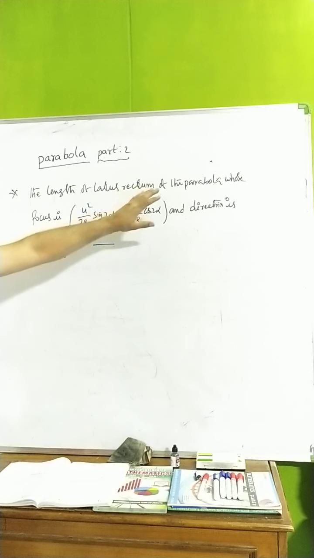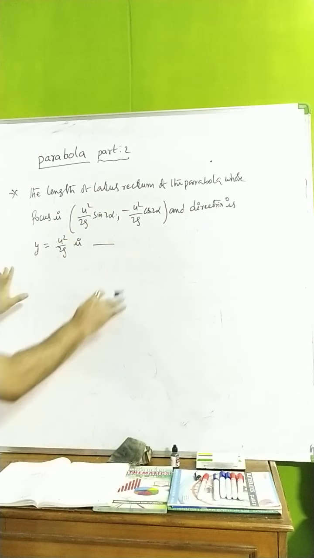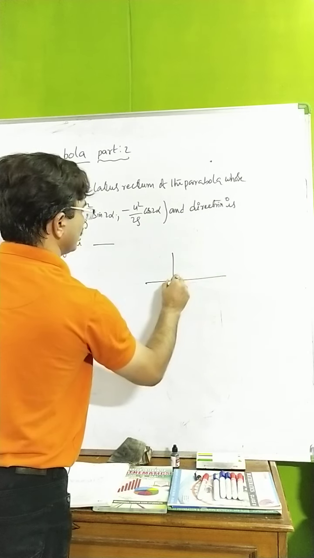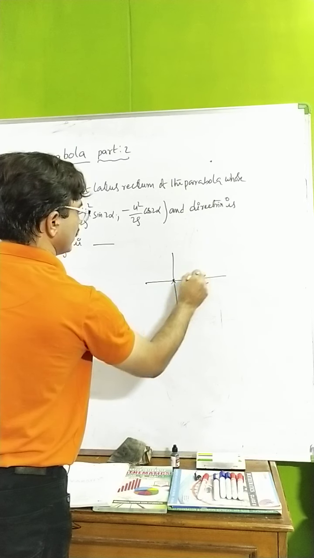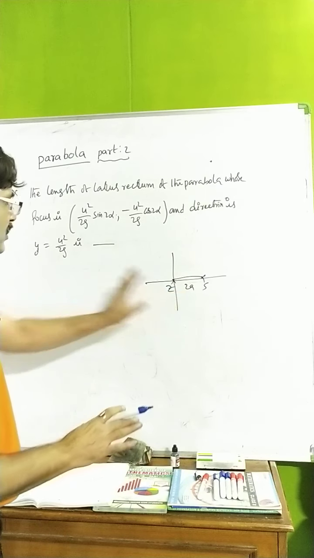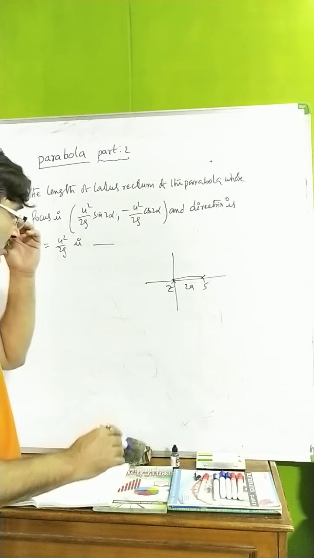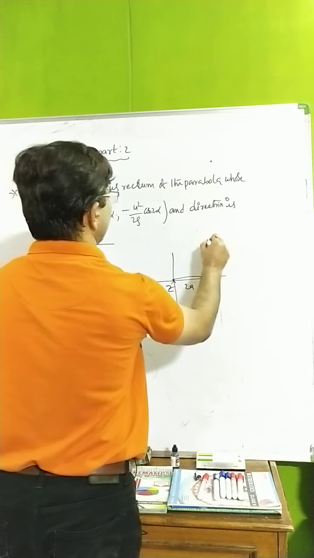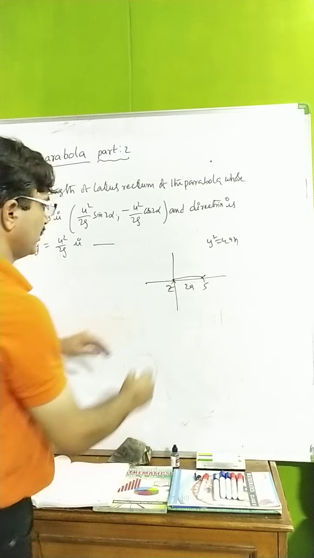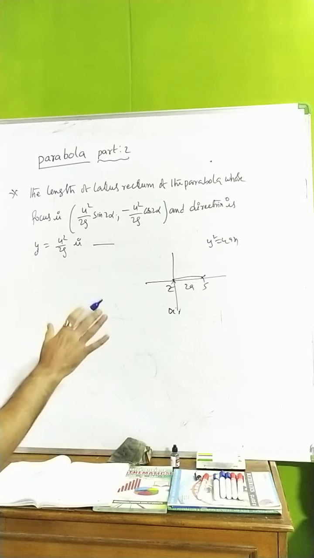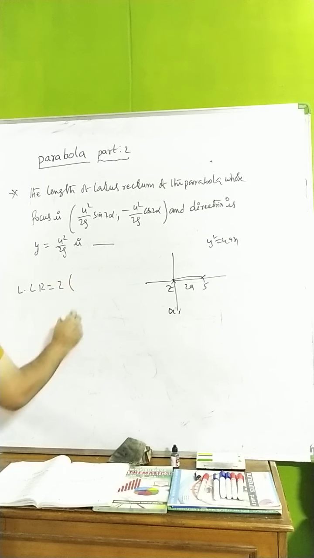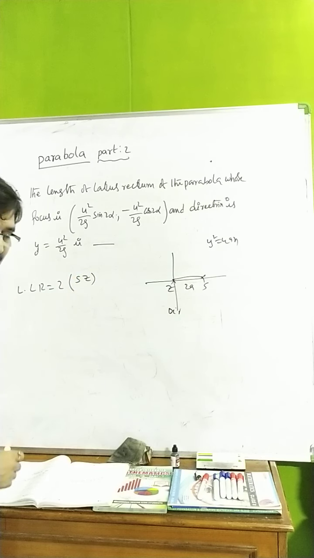What is that? The length of the latus rectum of the parabola whose focus is this one and directrix is this. You see, generally focus is there, directrix is there. This distance is what? 2a. When you take y square equal to 4ax, you will get it like this. So the distance is 2a from S to directrix. So what I suggest to you is that directly the length of latus rectum is equal to 2 times SZ. I want to use this concept.